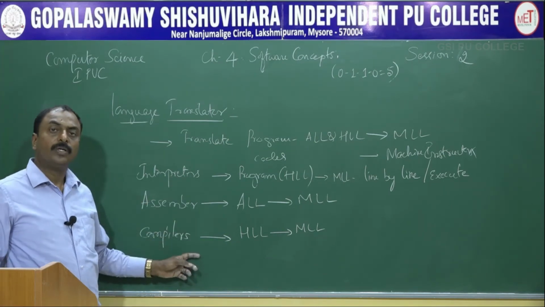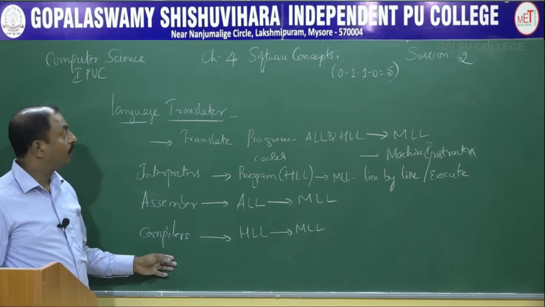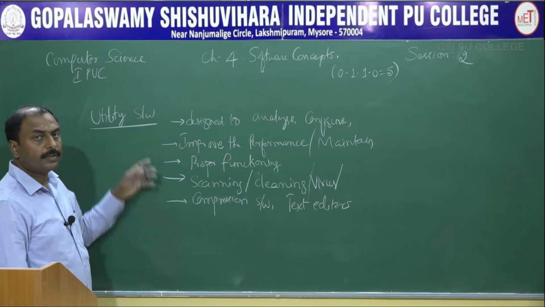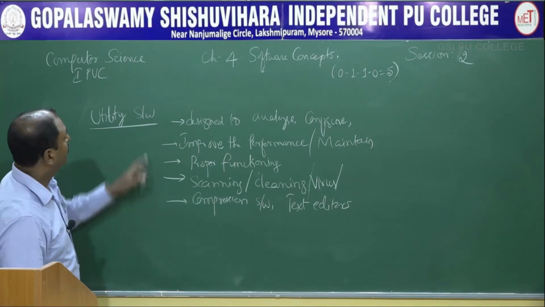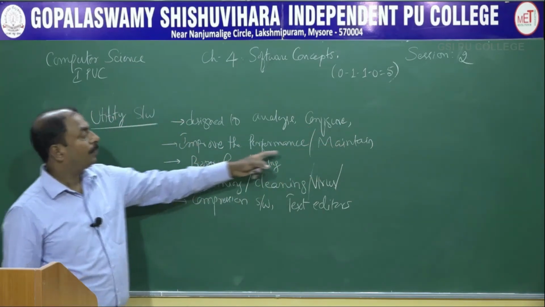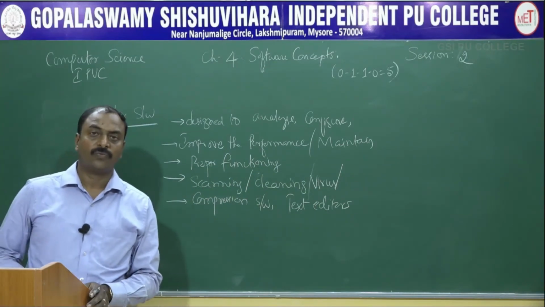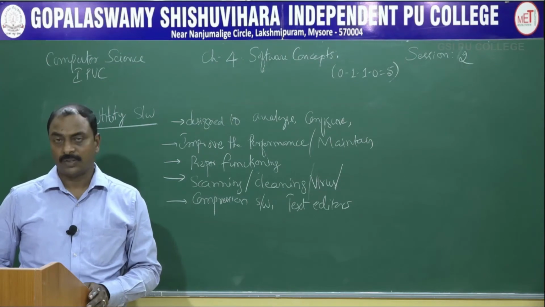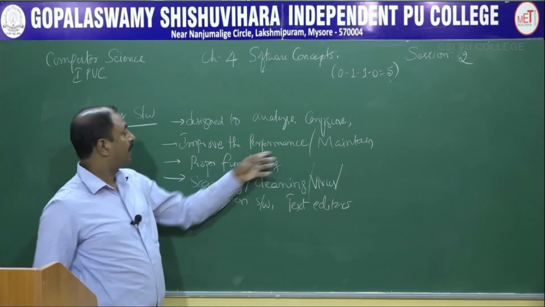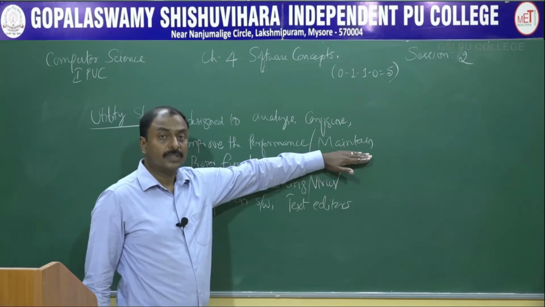So, this is about language translators. After this, we move on to another type of system software, that is utility software. This software is designed to analyze or configure or improve the performance of a computer system. So, here we have a set of software available along with the computer system. What is the function of these? These are software which help the computer for proper functioning and also to maintain the computer system.